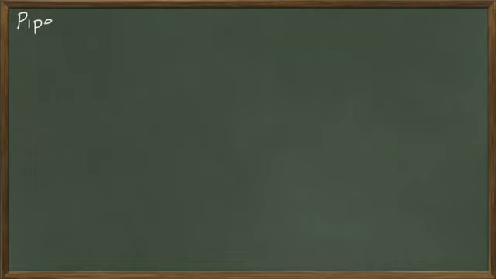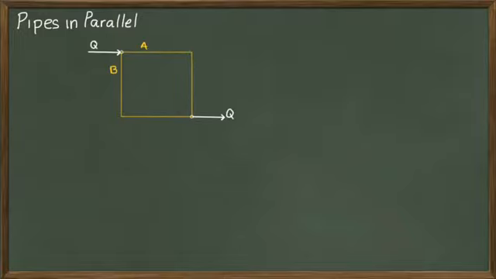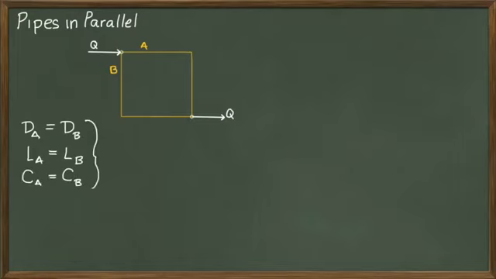Pipes in parallel, however, present a different challenge. For example, we have a system shown in plan view here where there is a flow rate entering a junction that splits the flow into 2 pipes, pipes A and B. If the diameters, lengths, and pipe roughness are the same between the 2 pipes, then we can easily estimate the flow in each pipe as being half the flow rate Q entering the system.